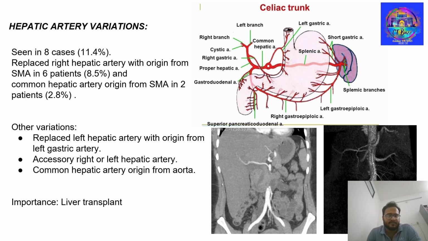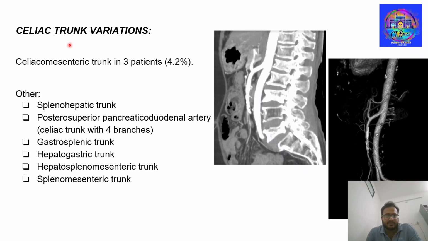Coming to celiac trunk variation, celiaco-mesenteric trunk was seen in only 3 patients out of 27, a percentage of 4.2%. This is a sagittal arterial phase image showing celiac trunk variation as celiaco-mesenteric trunk. This is a reformatted image. There are other celiac trunk variations noted in the textbooks, which are splenohepatic trunk, posterior-superior pancreaticoduodenal artery, gastrosplenic trunk, hepatogastric trunk, hepatosplenomesenteric trunk, and splenomesenteric trunk.